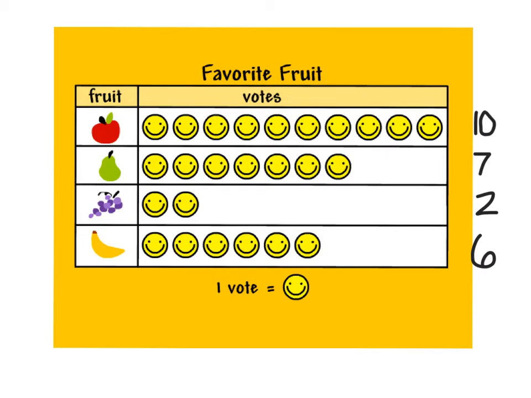What do you guys think it is? Grapes. Yeah, we can look at the picture and we can see that only 2 people picked grapes, and 2 is smaller than all these other numbers.